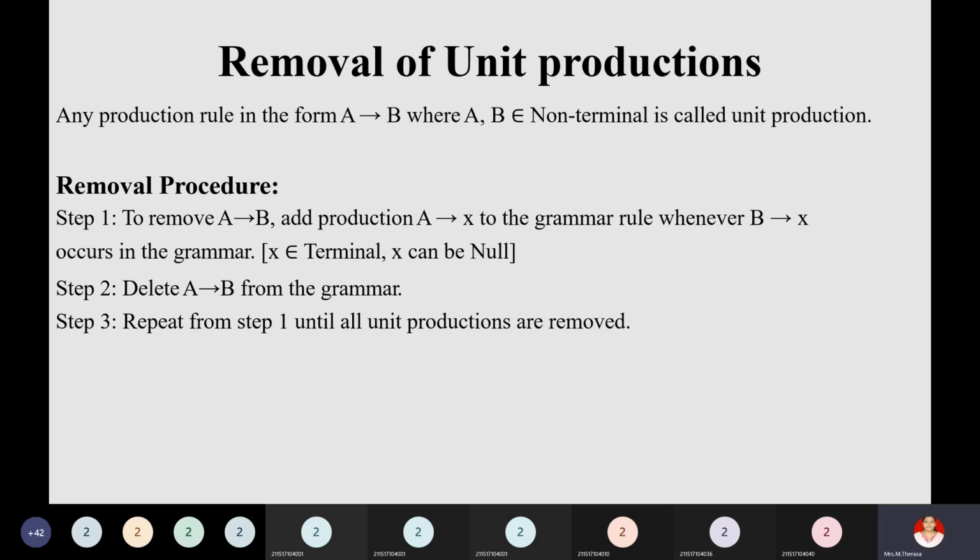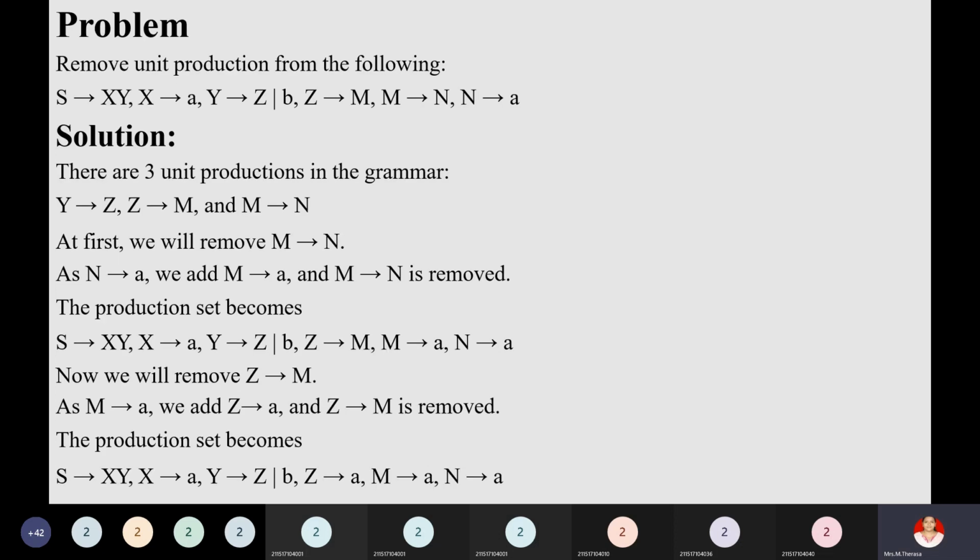So to remove A tends to B, we need to add the production A tends to X to the grammar rule, if you have B tends to X. Here X belongs to terminals, and X can be null also. Then what you are supposed to do? You need to delete this A tends to B from the grammar. Repeat step 1 till all unit productions are removed. We'll see one example for that, then you can understand.